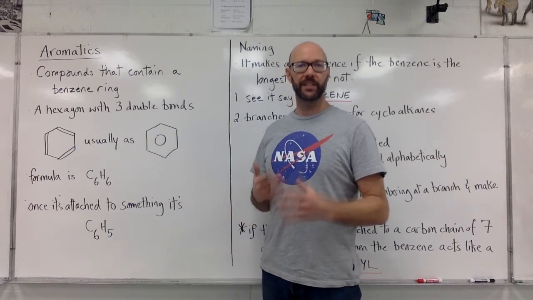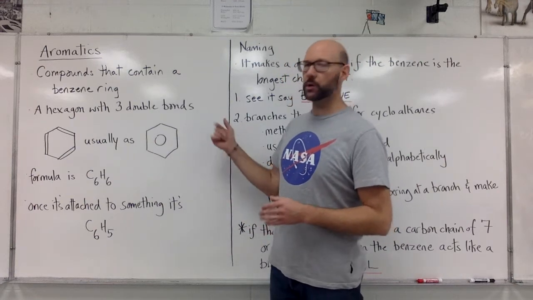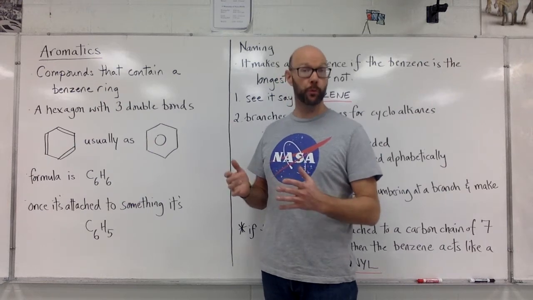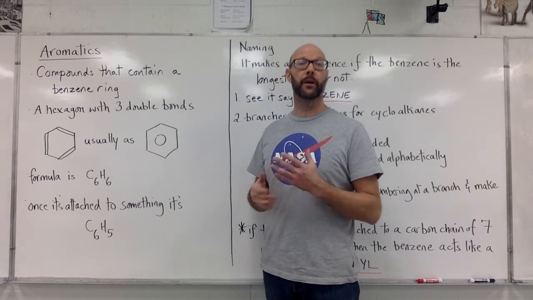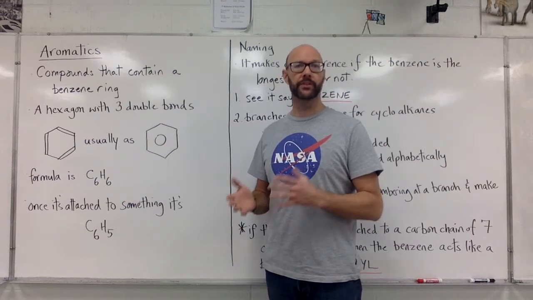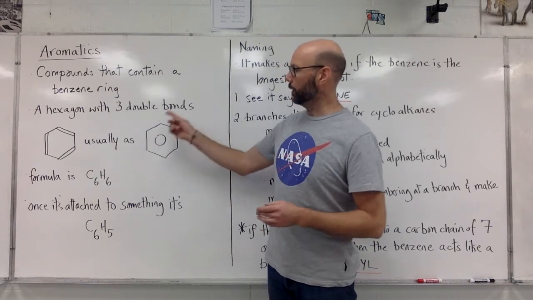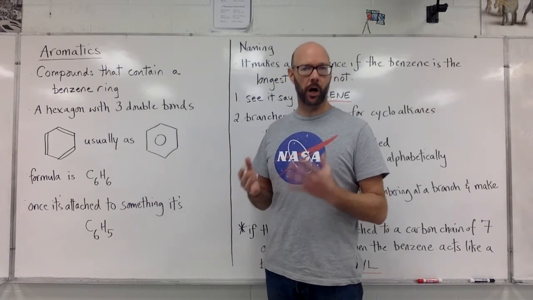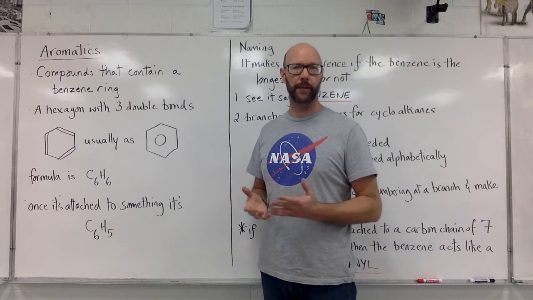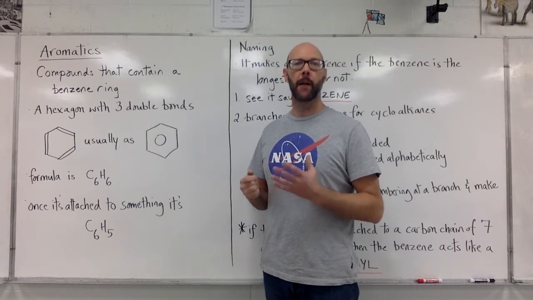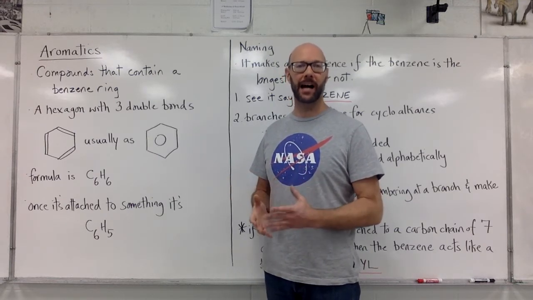However, once the benzene is attached to something else, if there's a branch on there or 2 branches, we have to really be careful about how we're counting up the carbons and hydrogens. It's always going to have 6 carbons because it's always going to have this hexagonal shape with 6 corners, 6 carbons. But we really do need to be careful counting the hydrogens.